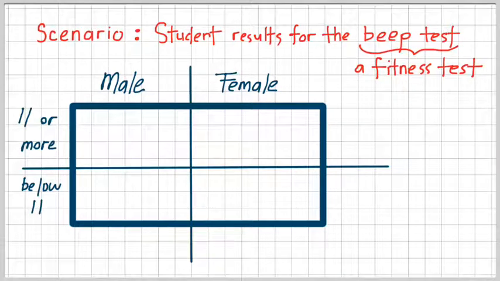So we're going to look at male and female students, as it says on the top there, and we're going to look at their scores for the beep test, which, if you don't know what the beep test is, is just a fitness test. So the two scores that we want to look at is either the students got 11 or more, or they got below 11. Now 11 is chosen here because it's considered if you got 11 on the beep test, then you are actually quite fit.